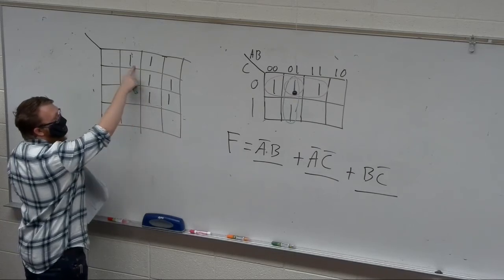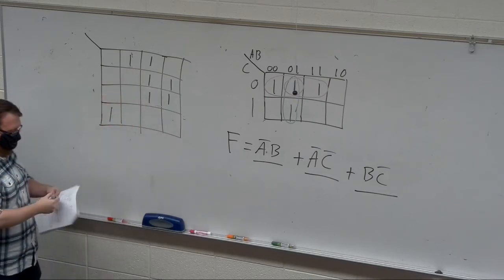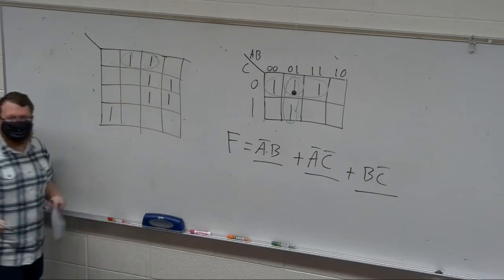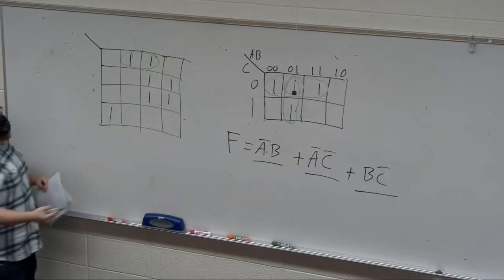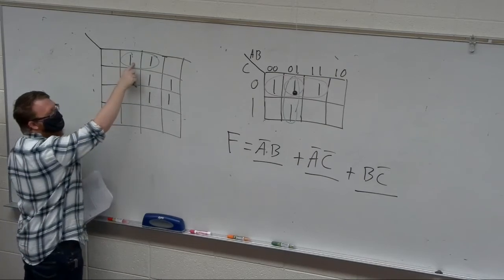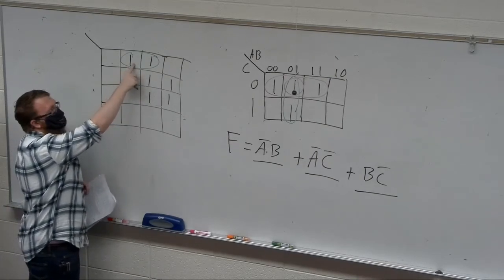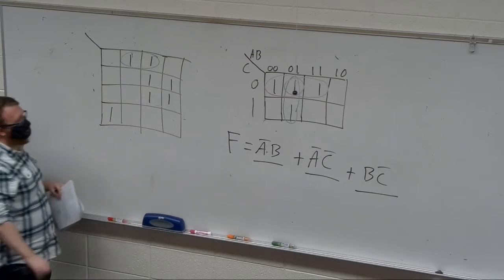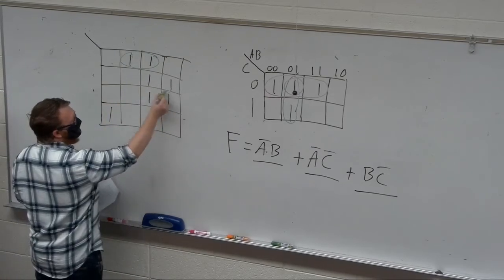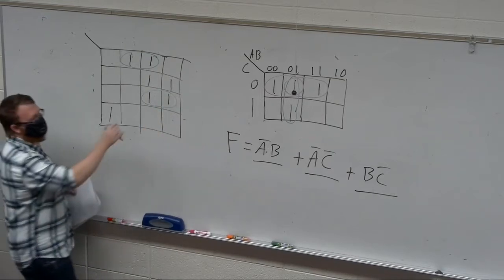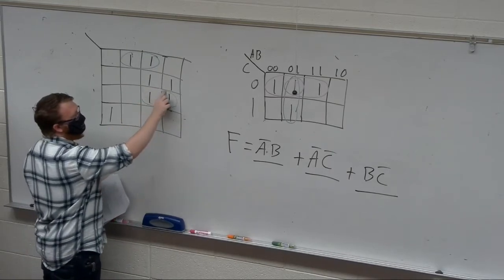So like this one can only be encapsulated in this circle, right? There's nothing else. So this circle is an essential prime implicant because it takes this one and is the biggest circle that I can draw. This is not an essential prime implicant because it is not the biggest circle that I can draw around them.